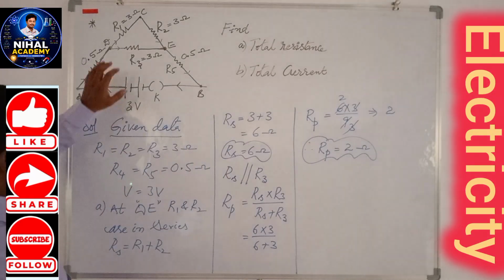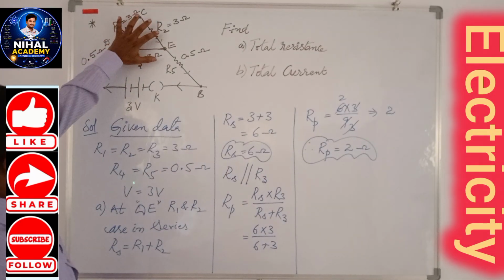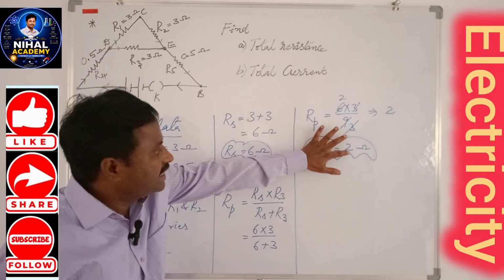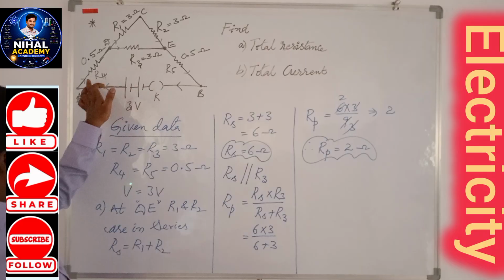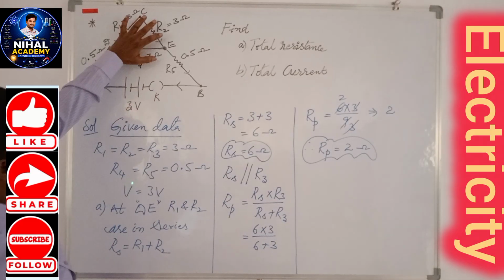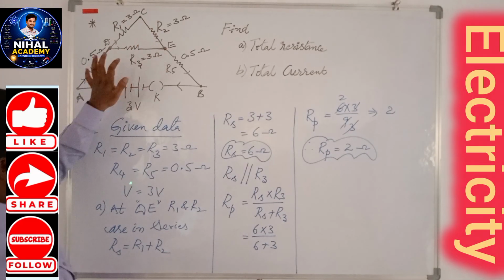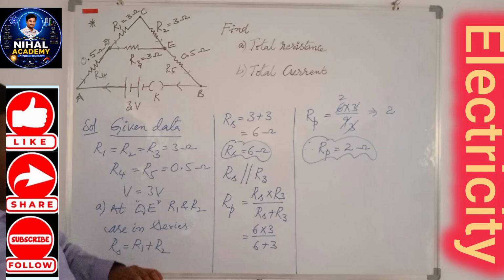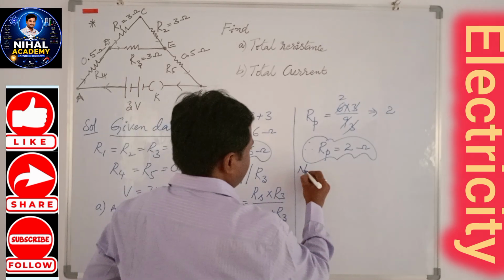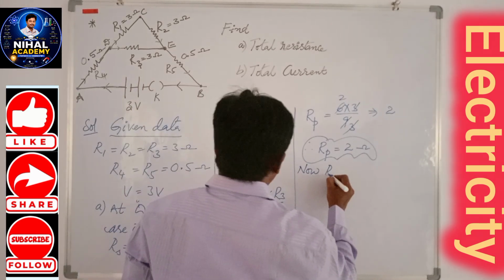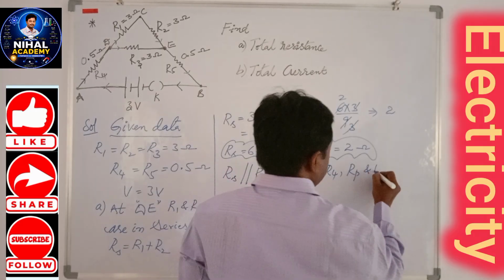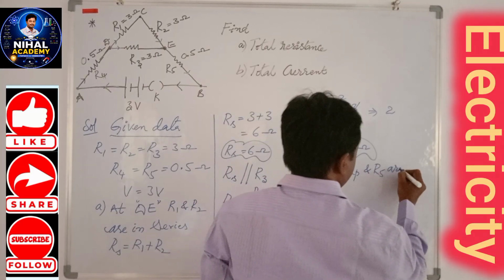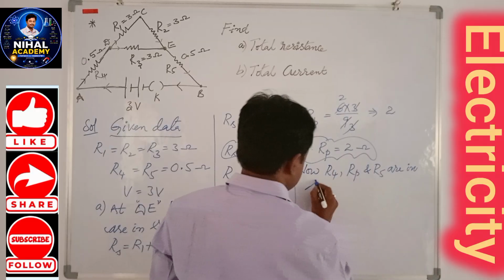Now look at the board. The resultant of these three is Rp, that is 2 ohm. Now the 2 ohm and R4, R5, these three, that means R4, the resultant Rp and R5, all these are in series connection. So now R4, Rp and R5 are in series.